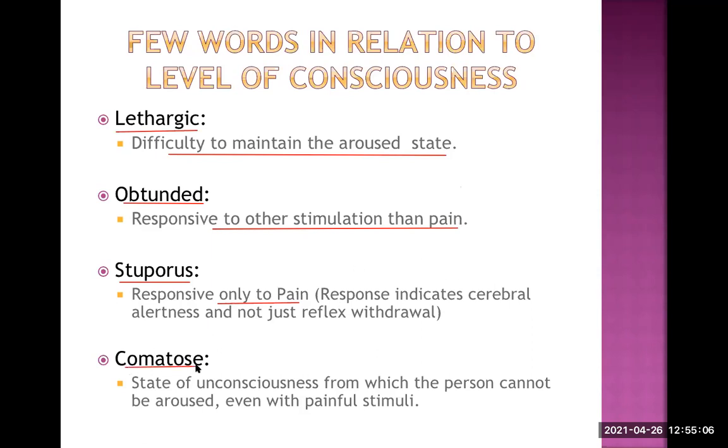Comatose or coma is the most severe of all those conditions. This is defined as a state of unconsciousness from which the person cannot be aroused even with painful stimuli. However much you pinch the patient, however much trauma you give the patient, they are not going to wake up in case of coma. The person is deeply unconscious. This is known as coma. Okay, now we all know the meaning of these terms. Now see here.